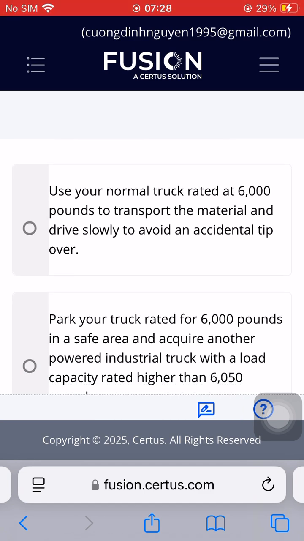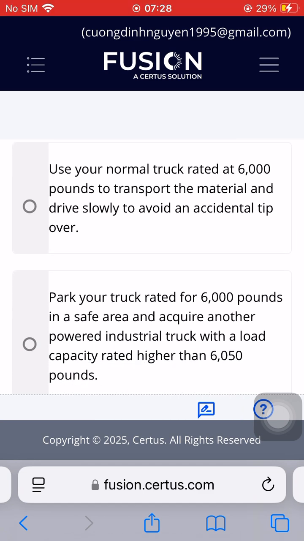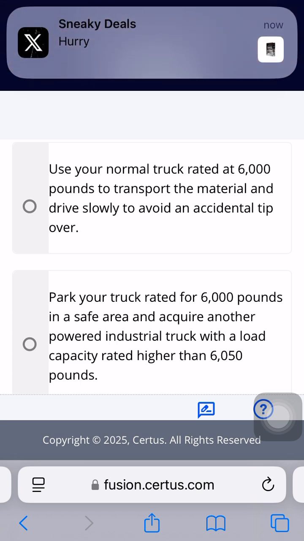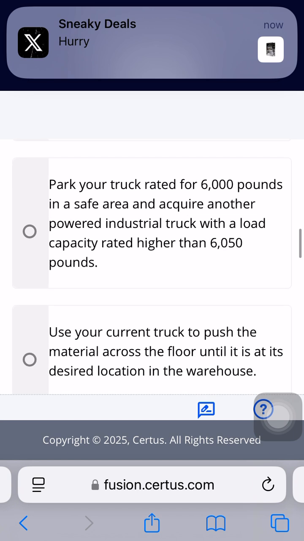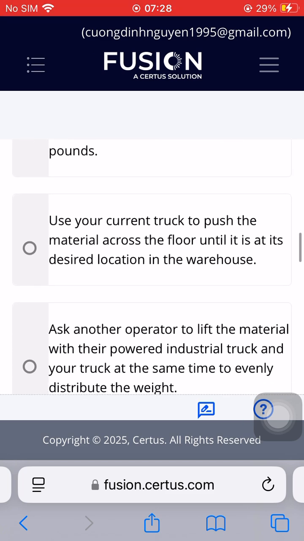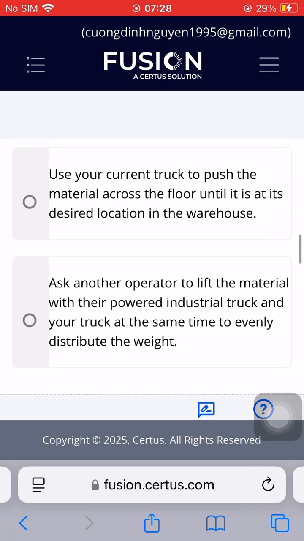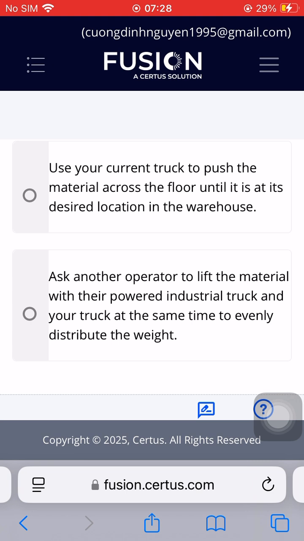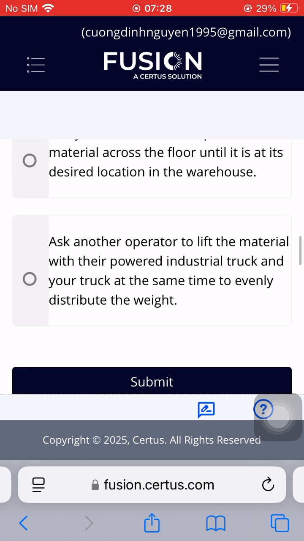A. Use your normal truck rated at 6,000 pounds to transport the material and drive slowly to avoid an accidental tip over. B. Park your truck rated for 6,000 pounds in a safe area and acquire a truck with a load capacity rated higher than 6,050 pounds. C. Use your current truck to push the material across the floor until it is at its desired location in the warehouse. D. Ask another operator to lift the material with their truck and your truck at the same time to evenly distribute the weight.